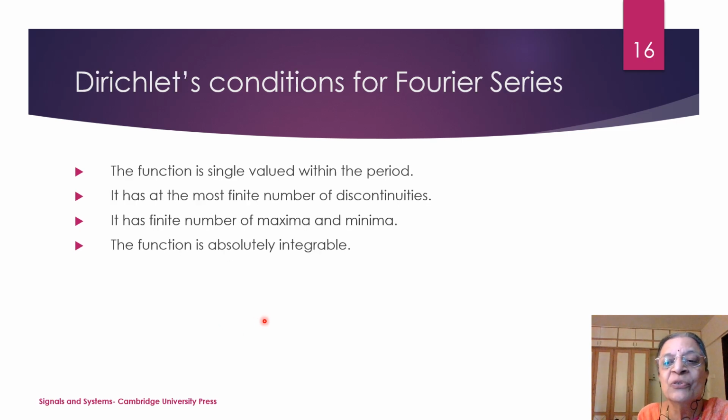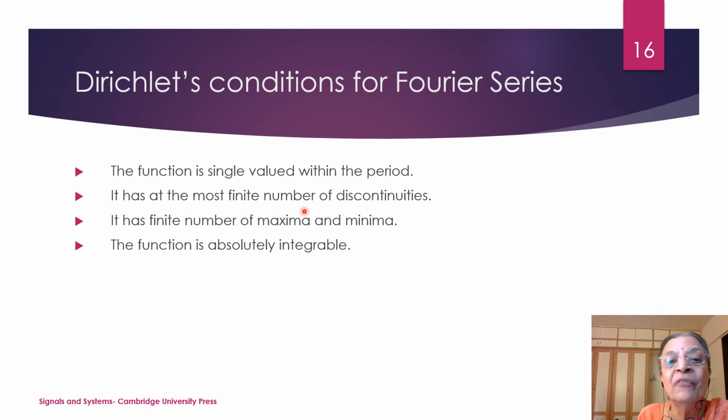There are some conditions required to be fulfilled. These conditions are called Dirichlet conditions. Now what are these Dirichlet conditions? The first condition is that the function is single valued within the period. So if you consider one complete cycle of the signal, then it must be single valued. It means there should not be two or three values for the same time t in the signal. For a particular time t, there must be only a single value of the function.